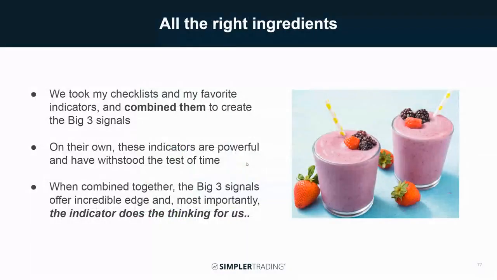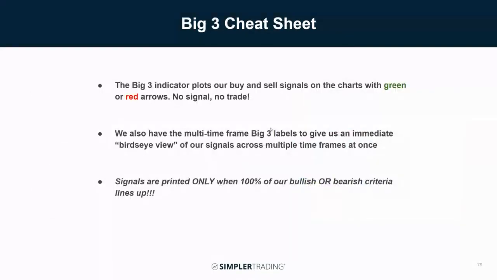So what we did was, as you guys know, took all those ingredients, took all the criteria, in a nutshell, just took my entire checklist for these kinds of trades, threw it all together into one indicator, the Big 3. So what our indicator does is plot our buy and sell signals on the charts with the green or the red arrows, right? And the motto is no signal, no trade.